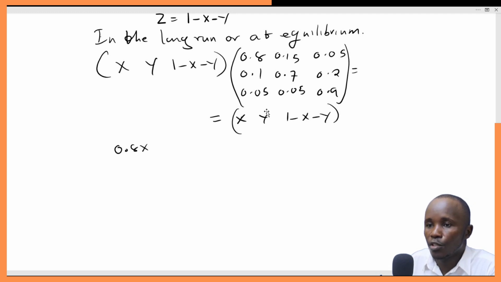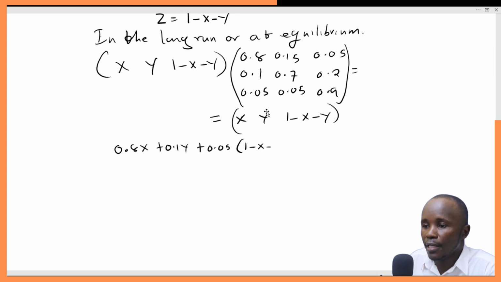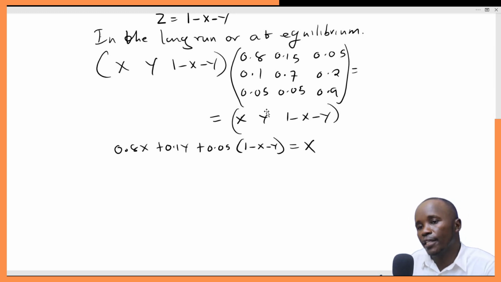0.8x plus 0.1y plus 0.05 into 1 minus x minus y. It should give me x. I hope that is clear.